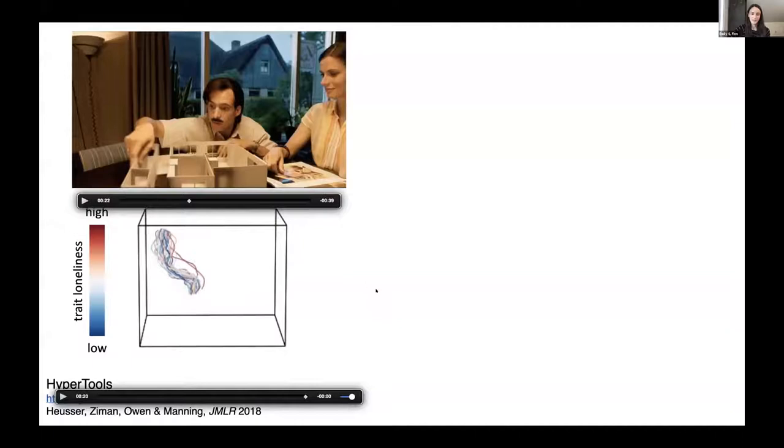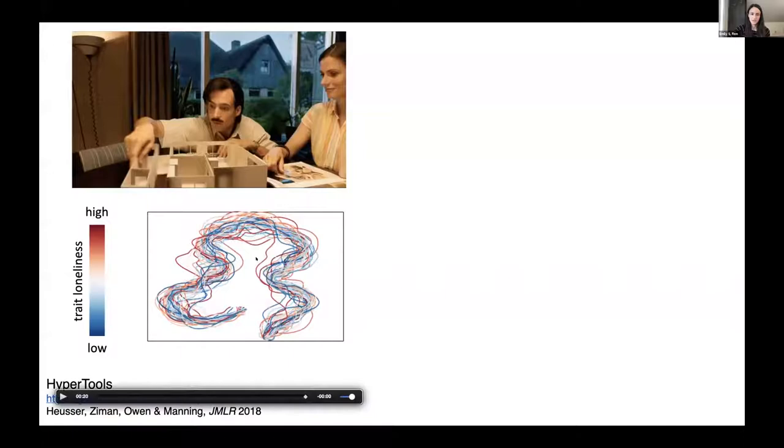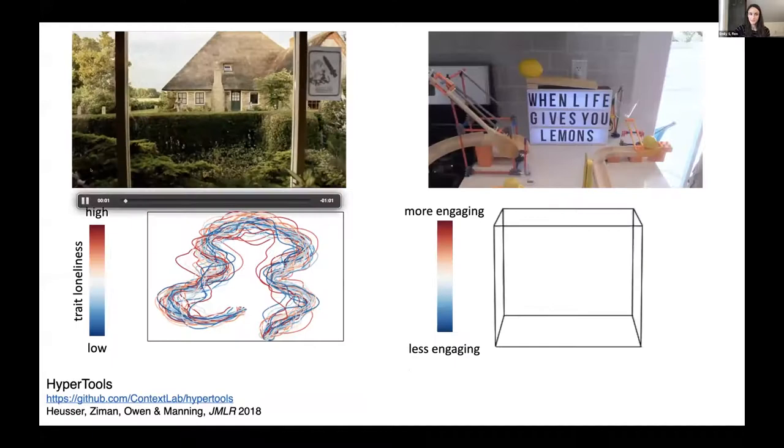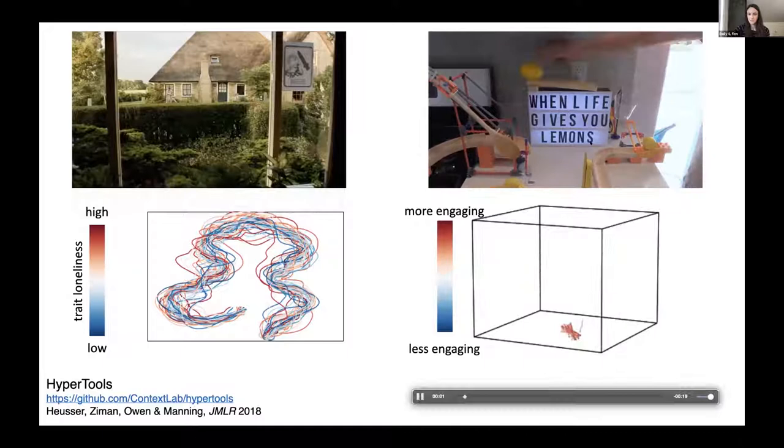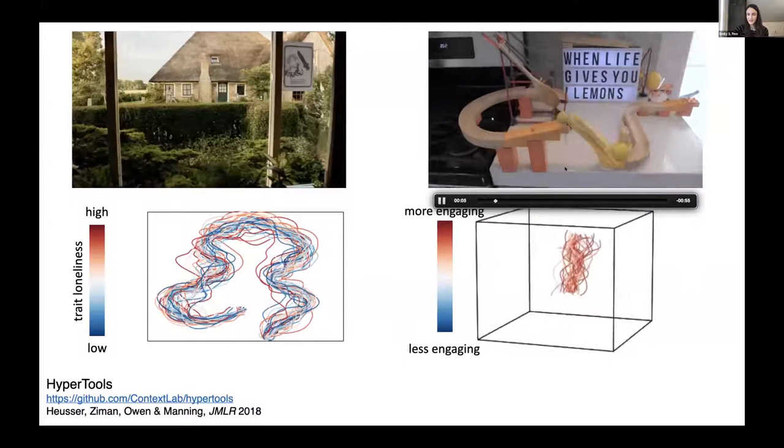There's a lot going on here, and we're still piecing through this, but it does seem that in certain parts of the movie, the people that are more lonely may show more variability. Again, I'm still piecing through and quantifying that. Another example comes from a non-social movie. This was a movie of a Rube Goldberg machine. There's just one human there at the start, but then this mechanical trajectory rather than a social trajectory.